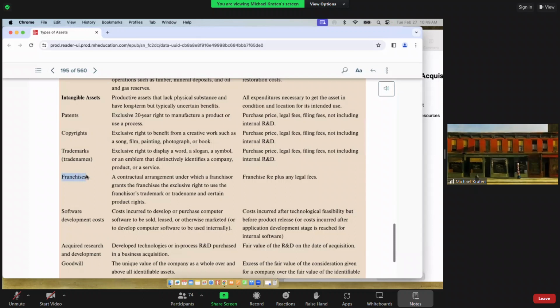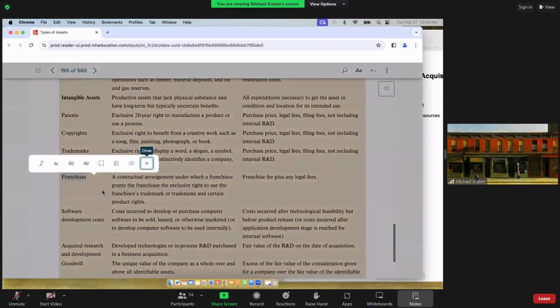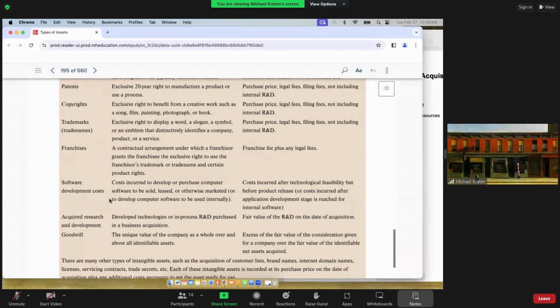What's a franchise? The easiest way to think about it is just think about McDonald's. If you're a McDonald's franchisee, then McDonald's is making you pay McDonald's for the right to run a McDonald's in a certain geographic area. That's a right that you have. You cannot touch the right, which makes it an intangible asset, but it is an asset because it has value.